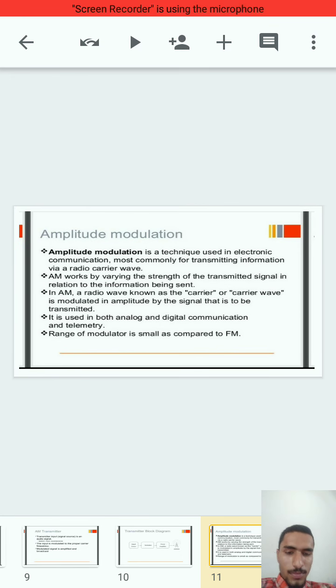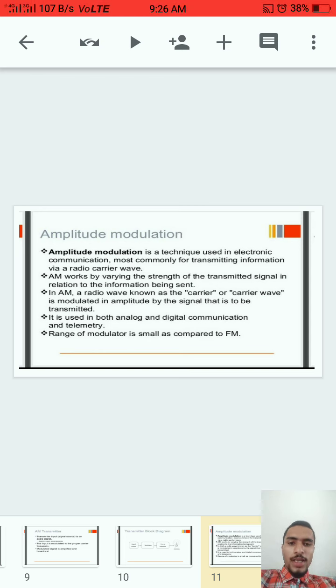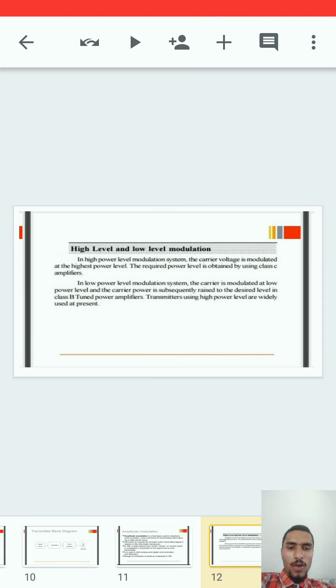Amplitude modulation. Amplitude modulation is a technique used in electronic communication, most commonly for transmitting information via a radio carrier wave. AM works by varying the strength of the transmitted signal in relation to the information being sent. In AM, a radio wave known as the carrier or carrier wave is modulated in amplitude by the signal that is to be transmitted. It is used in both analog and digital communication. The range of the modulator is small as compared to FM.